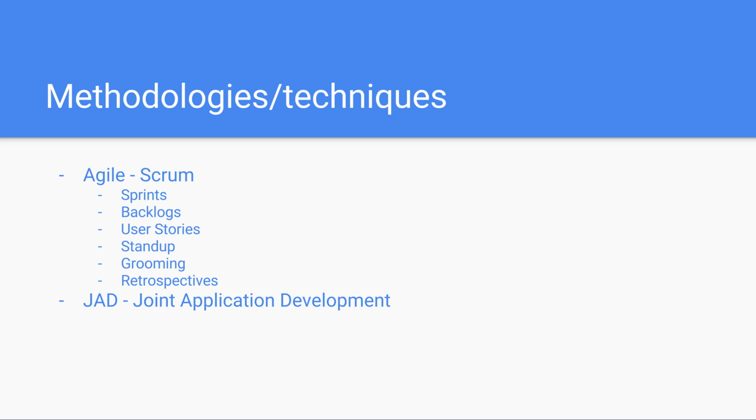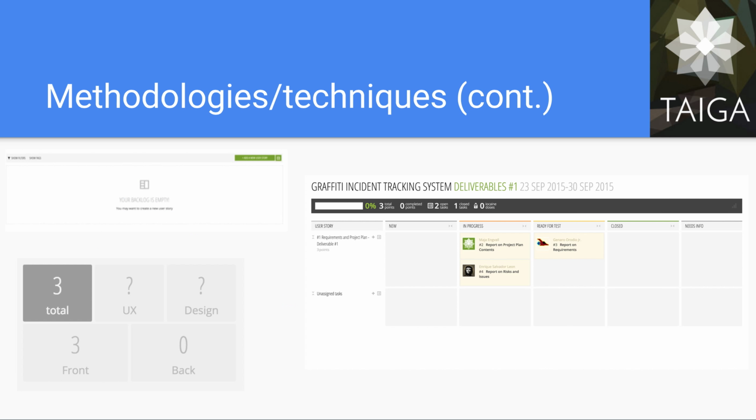In addition, the team will also participate in JAD sessions with the client to make sure the progress we make progresses smoothly. Our team will be using Taiga.io, which is an open source Scrum management tool that provides all the functionality that we'll need in order to keep everything organized.